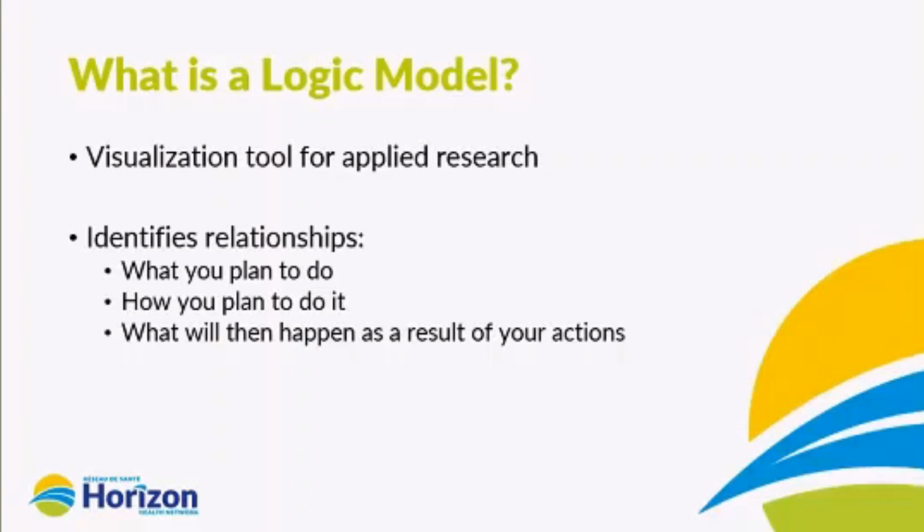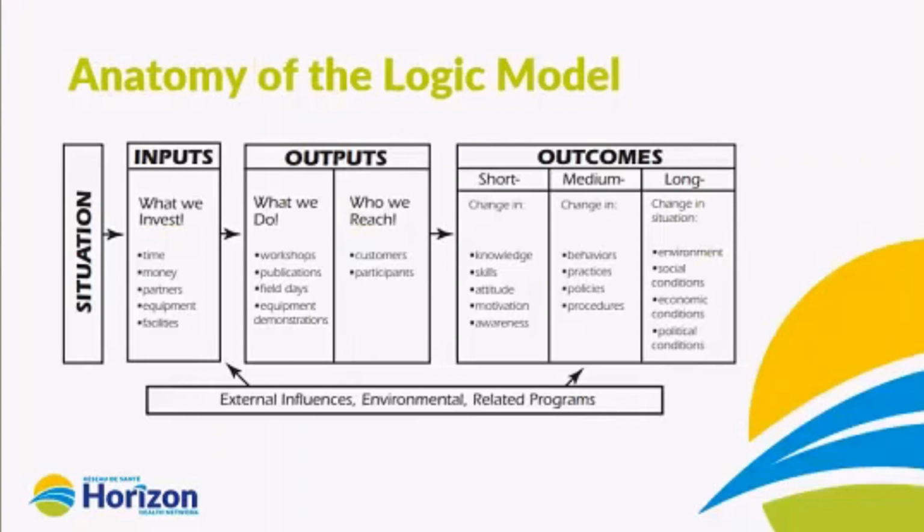So the anatomy of the logic model is very basically this, where you have a situation, you have your inputs, what goes into it, and then what comes out of it, what directly happens because you've done your inputs, so your activities and who you reach, and then your outcomes. Usually people divide those up into short, medium, and long-term outcomes.